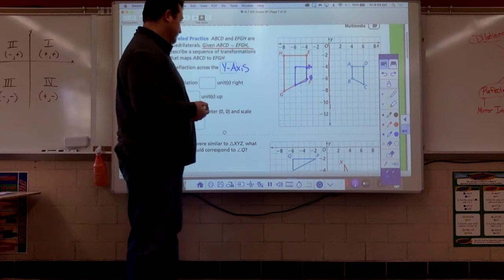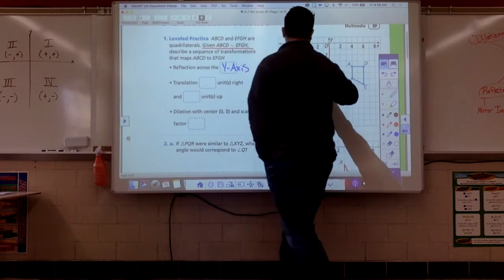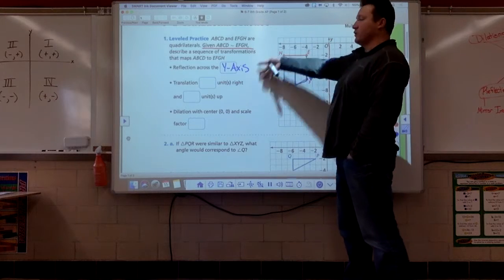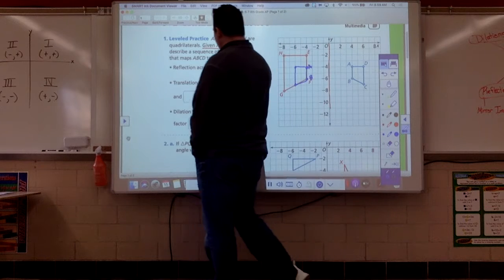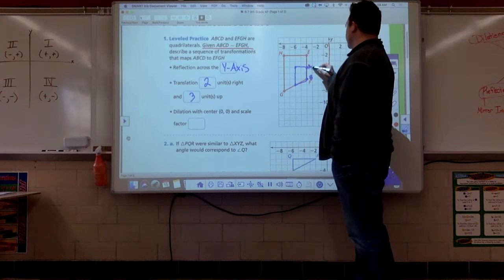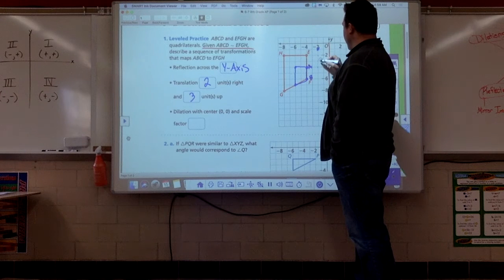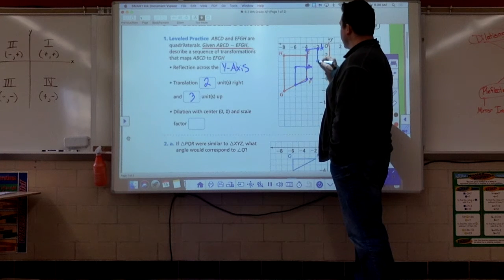Let's go ahead and translate. I think you need to translate right 2 and up 3. We're going to have to move it up here because then we're going to dilate it and make it larger. So we translate 2 units to the right and 3 units up. So here's A, here's B, C, D. This is getting a little messy in here, folks. There you go.